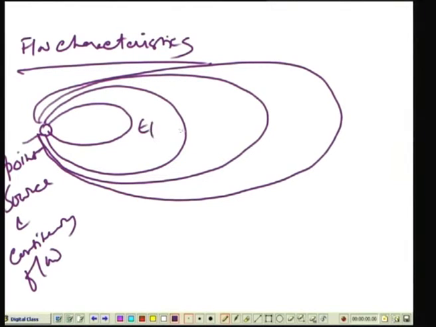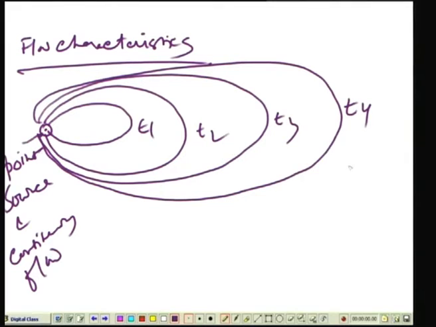This is T1, T2, T3, T4. Point source delivering, where this is the plug flow at one point, and then in the medium it is getting dispersed. This is how the plume would look.